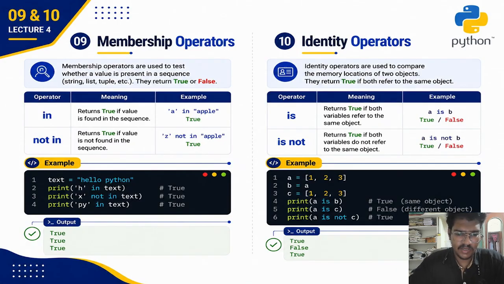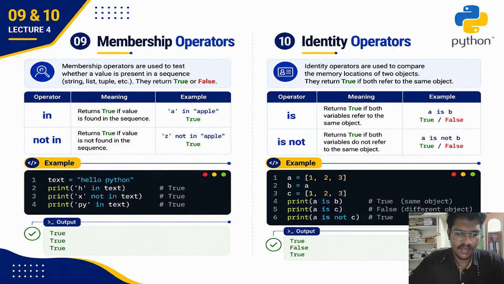Now let's discuss identity operators, is and is not. This is a common point of confusion for beginners, or experts also get confused, but it is the main point of confusion for beginners. Identity operators are used to compare the memory location of objects. They return true if both refer to the same object.